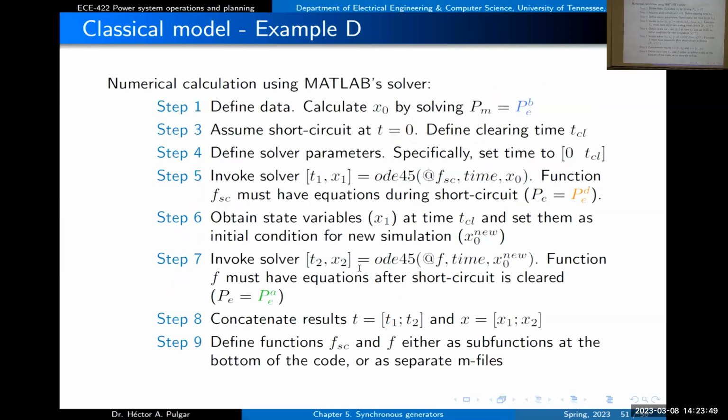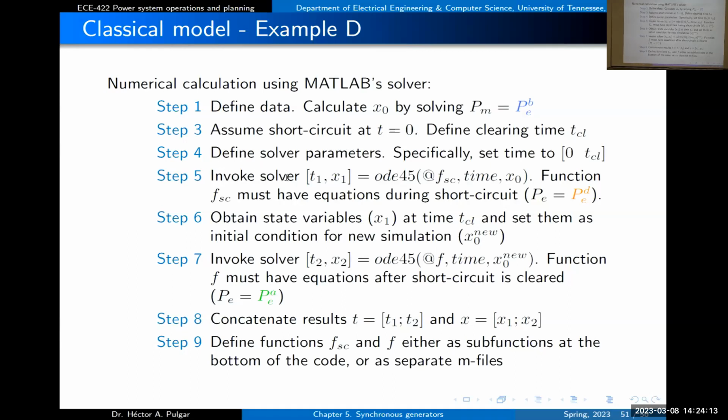So that's the situation. We can use the same code we had before, but we need to do some tweaking. We will have the definition of data. We need to calculate the equilibrium point using the electrical power before the fault. We will assume the short circuit is at time 0. We will assume a clearing time.